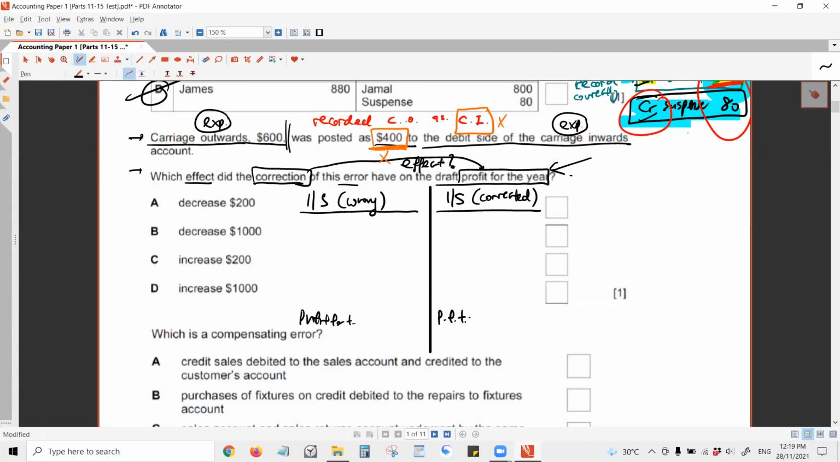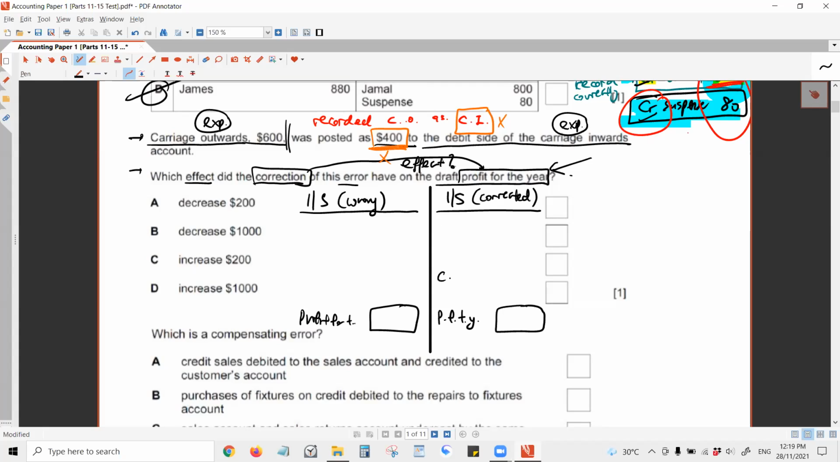Profit for the year is here. Okay, I need to see the effect. When you draw up the income statement, then it will look very clear. Let's do it correctly first, shall we? The correct one is easy to do.